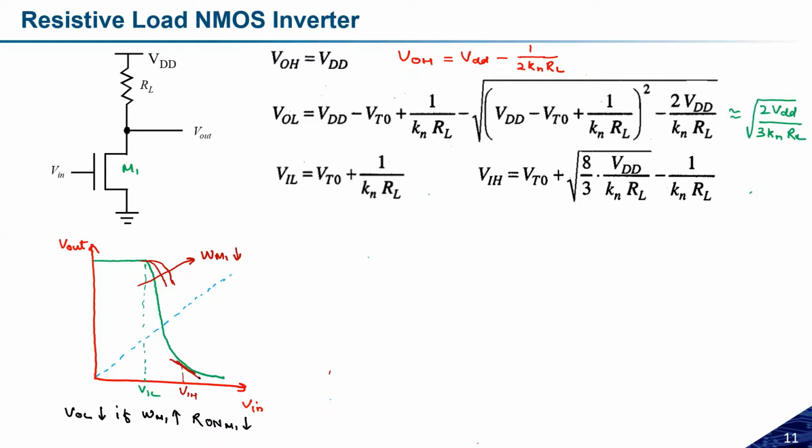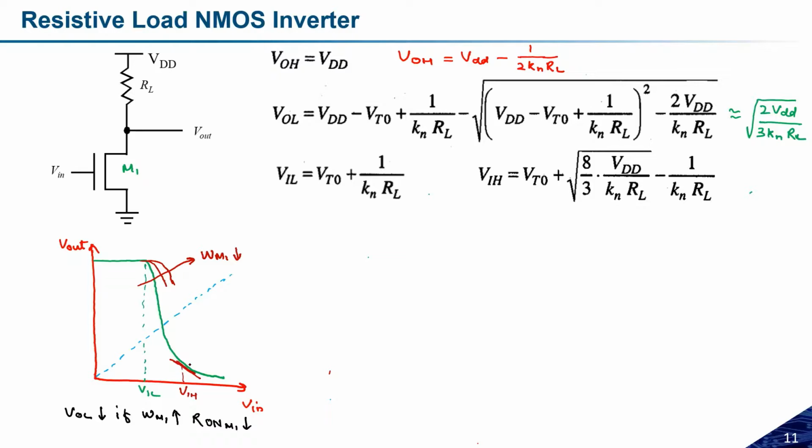What will happen if the size of transistor M1 will reduce? If the size of transistor M1 reduces, it means the resistance will increase, and if the resistance is increasing, this graph will not be here, that will shift. Where will it shift? Can anyone tell me?